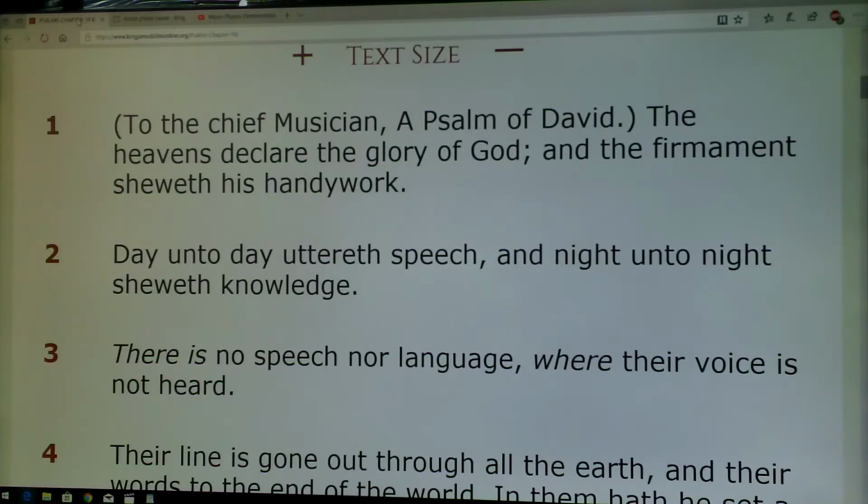Day unto day uttereth speech. So day unto day uttereth speech. Speech is vibrations. And all vibrations is held within the firmament. The air is held within the firmament, and the vibrations of your speech rise up on the air, right? And bounces off that firmament, just like a sonic boom.